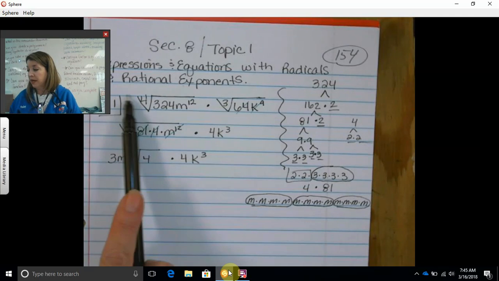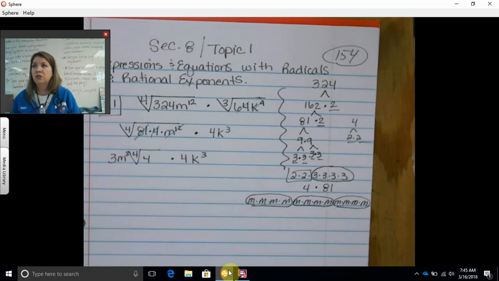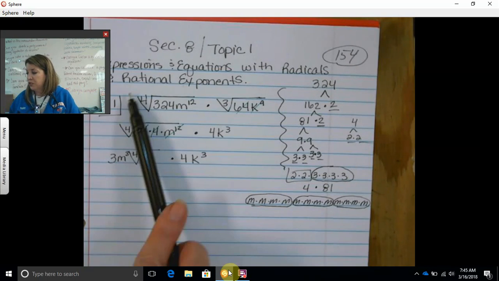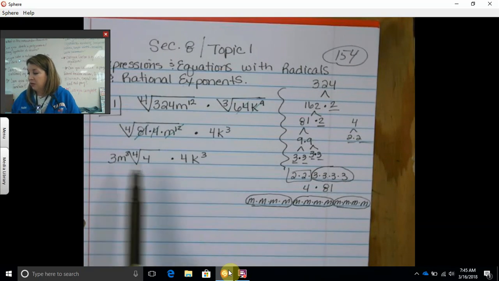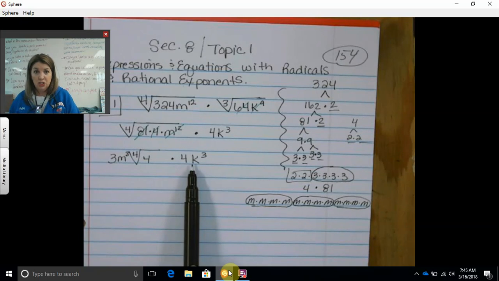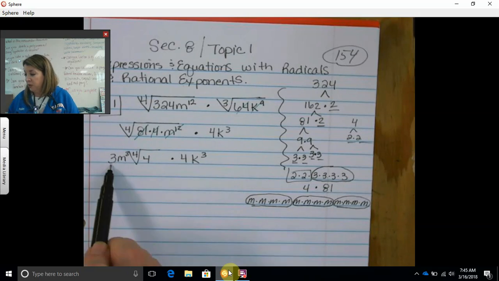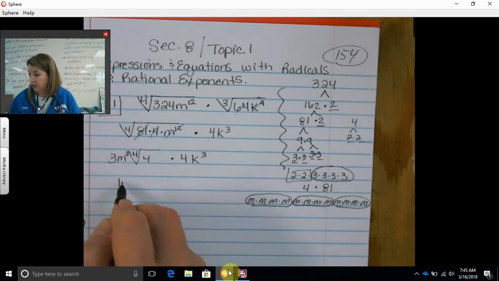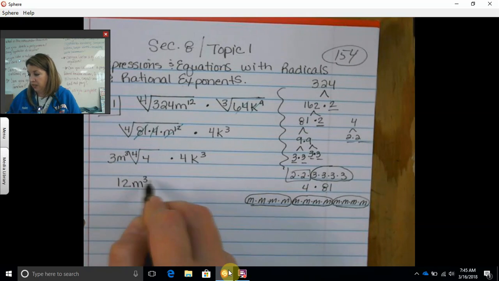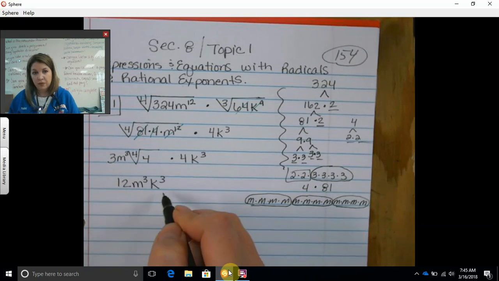You can always multiply the coefficients. That's what's outside of the radical. You can multiply those together, and it doesn't have to have the same index, all right? Because they're not under a radical. The only coefficients we had were 1 right now. 3m cubed is not under the radical, and 4k cubed is not under a radical. So we can multiply those together, and we get, what's 3 times 4? 12. M cubed times k cubed. Do they have like bases? No, so m cubed times k cubed is just m cubed k cubed.